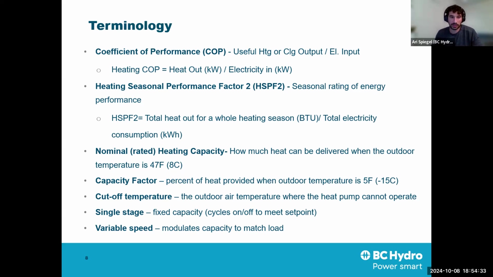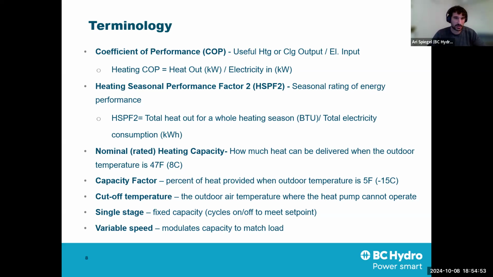And I think historically, heat pumps were generally used for more mild climates, so that rating is done at 8 degrees Celsius. Now we want to see ratings at much colder temperatures, because what really matters to us is how well this can heat when the outdoor temperature gets quite cold.